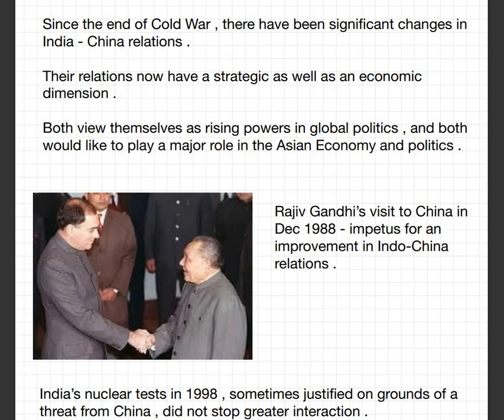Okay, print error hai. And then Rajiv, देखो, the different leaders on both sides have also tried to lessen these disputes. दोनों साइड के जो लीडर्स हैं उन्होंने कोशिश की कि इन लड़ाइयों को, झगड़ों को खत्म कर सकें. Even Rajiv Gandhi's visit to China in December 1988 acted as an impetus, a boost for improvement in Indo-China relations.